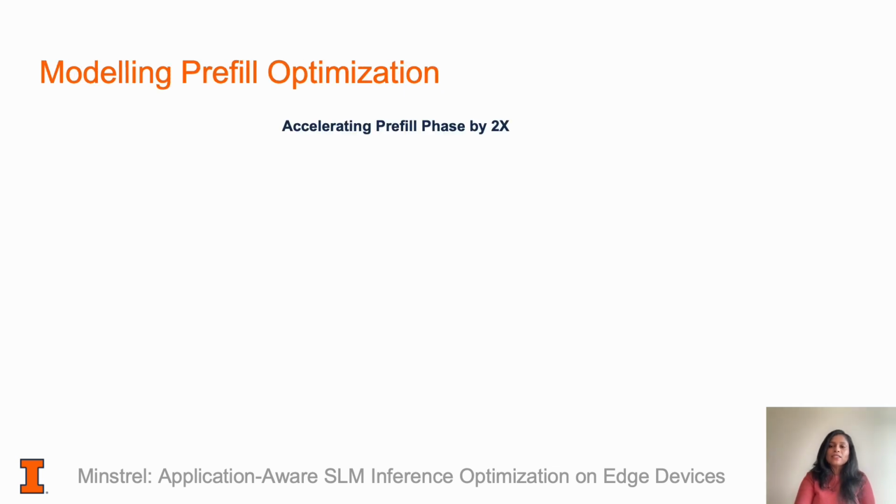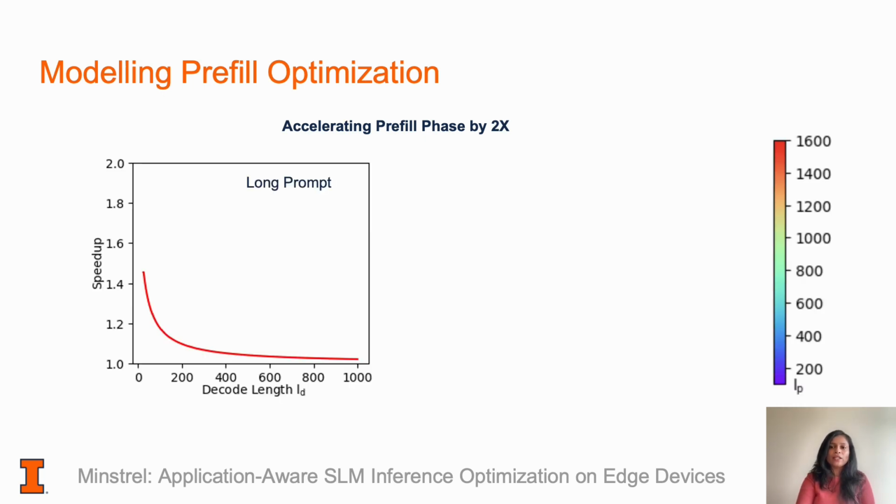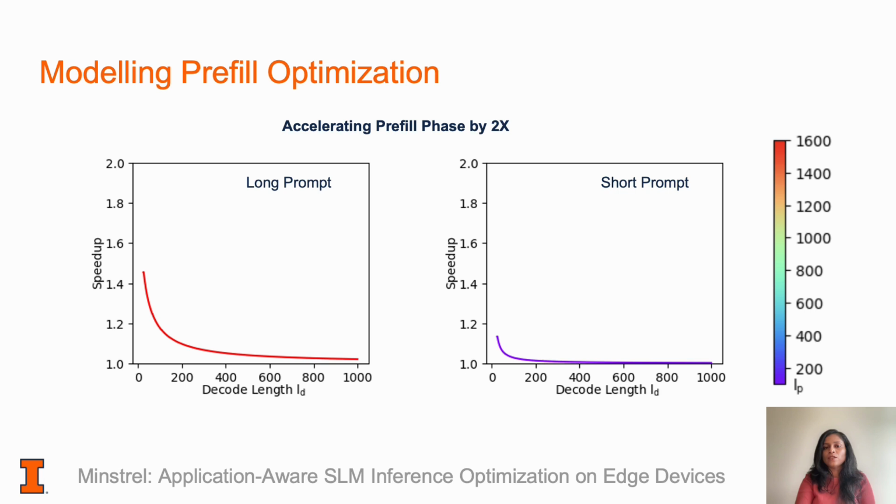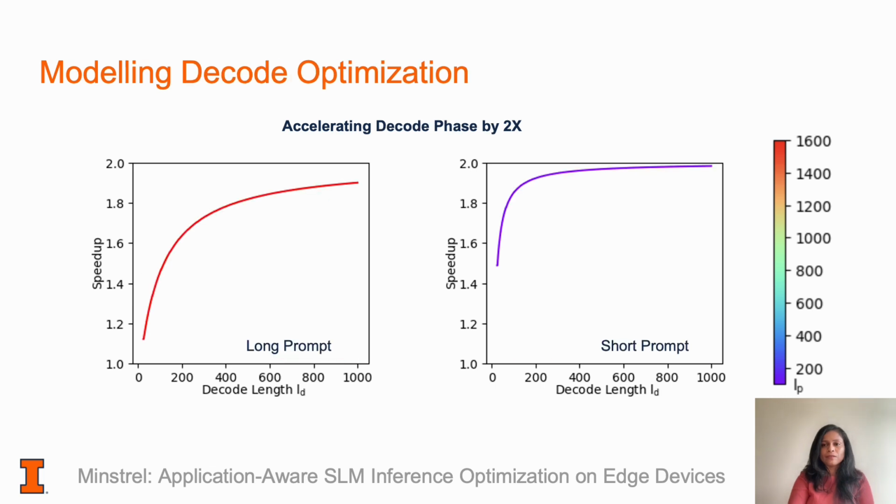Now that we validated the Minstrel model for predicting inference latency, we study the benefits of optimizing different phases. To begin with, what if we were to optimize the prefill phase by 2x? We study two cases for long and short prompt lengths, with the prompt lengths denoted by the color bar on the right. We observe that there is a diminishing return on optimizing the prompt stage or prefill stage with increasing decode lengths, and in fact, the benefits reduce significantly for shorter prompt lengths.